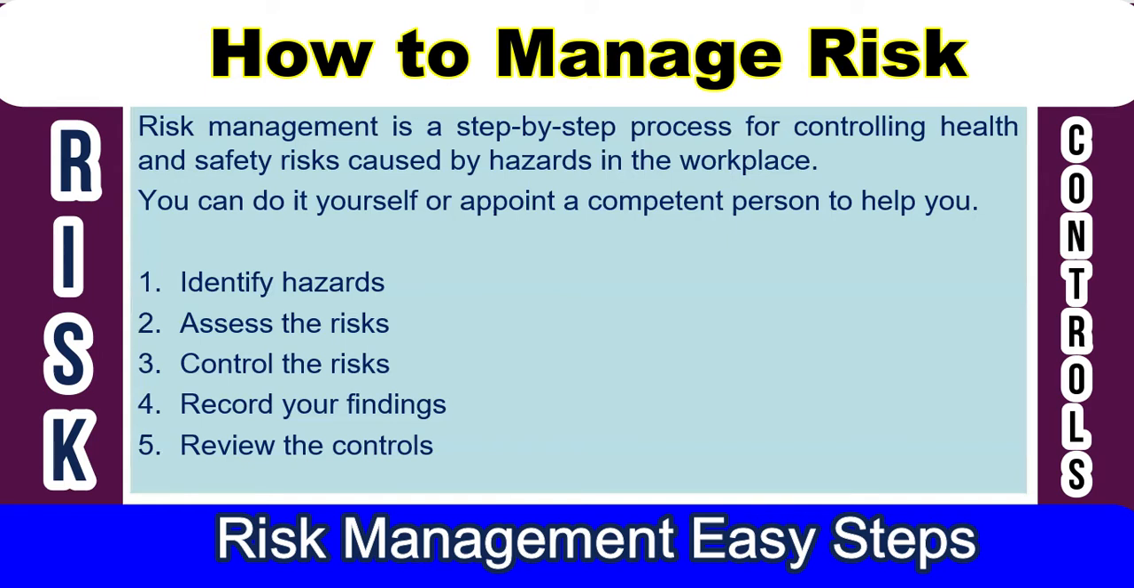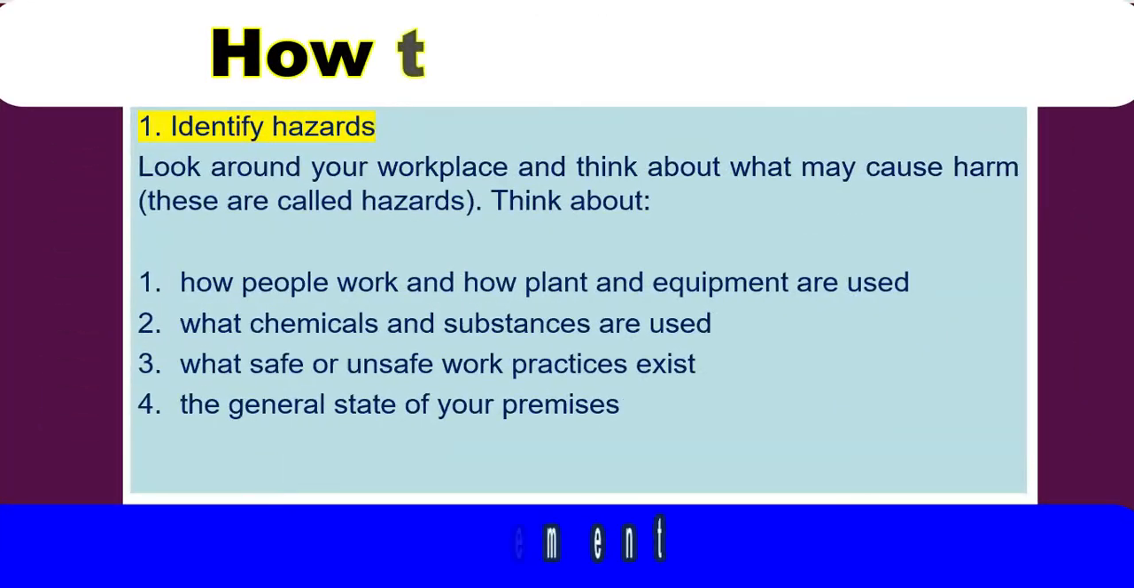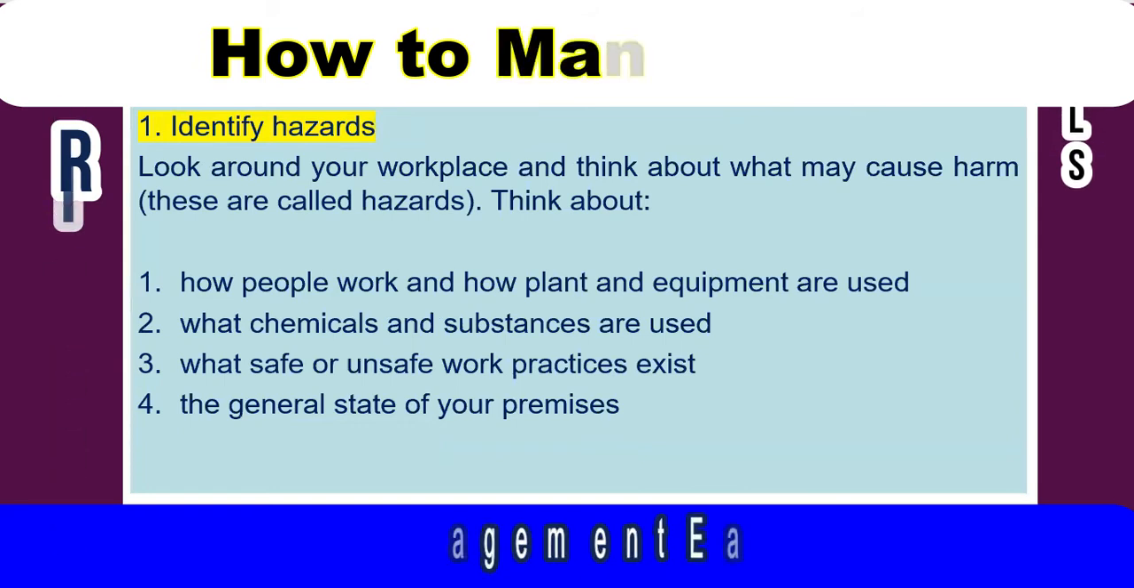There are five steps. Number one, identify hazards. Number two, assess the risks. Number three, control the risks. Number four, record your findings. And number five, review the controls. Let us understand now how to identify hazards.